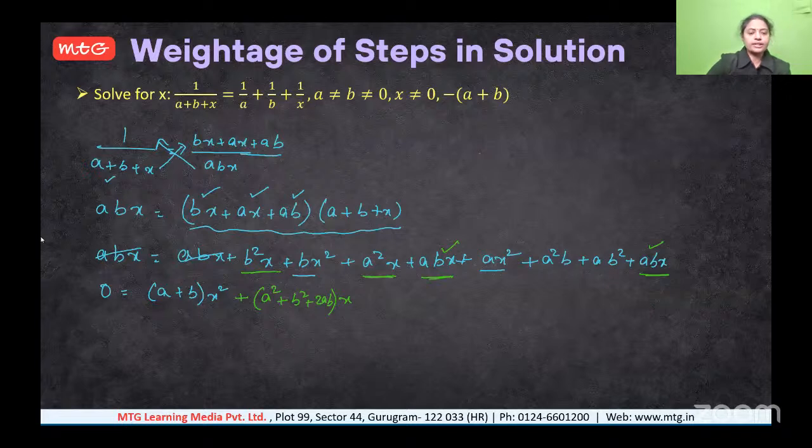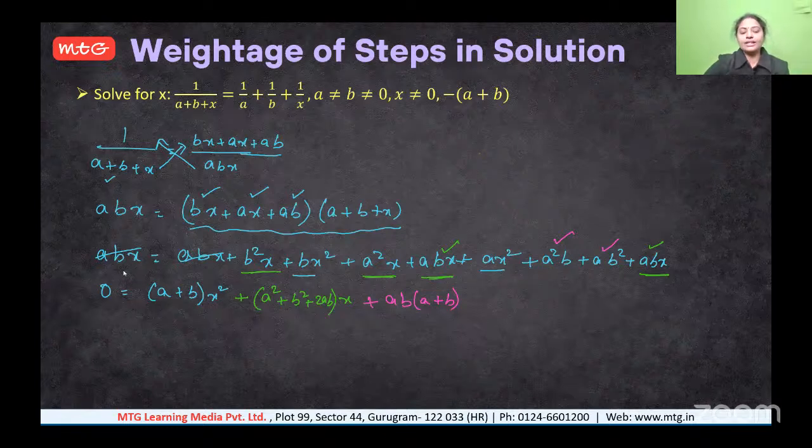Now after this, what do I have? Constants. What are the constants that I have? I have my constants like this: a square b and ab square. Now ab is a common factor of these two. When I take ab common, I am left with a plus b. This is how I factor it. So now I got a quadratic form, but this is also not completely easily solvable. So let's see how to make it. I have (a plus b) into x square plus (a square plus 2ab plus b square) into x plus ab into (a plus b).